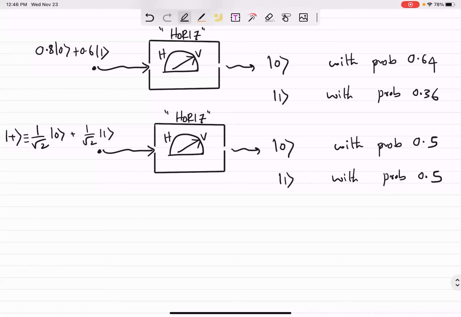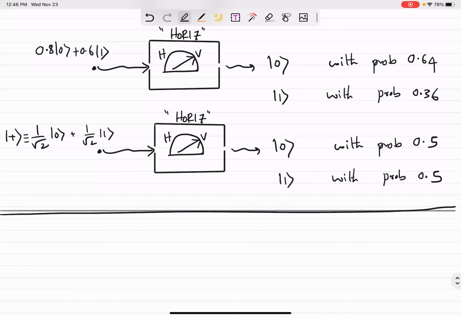All right. So, we kind of defined what's the state of a qubit, and we looked at an example of what a measuring device does, right? You have this horizontal filter, polarizing filter, and so on. Okay.